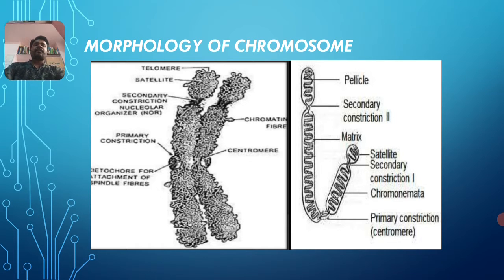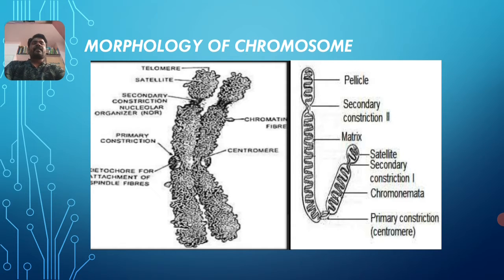Today, we are going to discuss another chapter, that is chromosome. In that, we are supposed to discuss the first concept, the morphology of chromosome. I think you know what morphology is. Morphology refers to the study of external characters of the chromosome, and these are the two pictures which show the different parts of the chromosome.